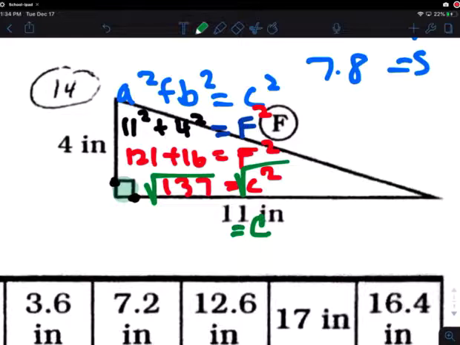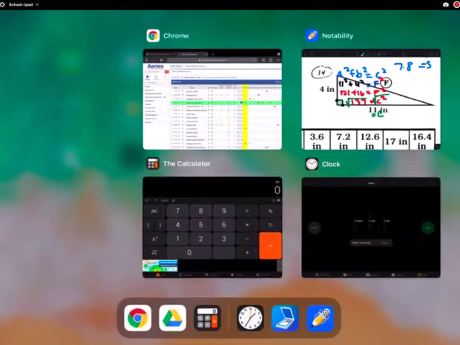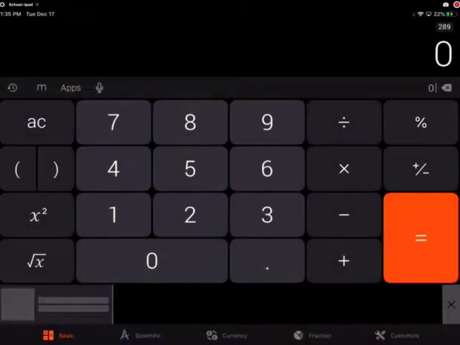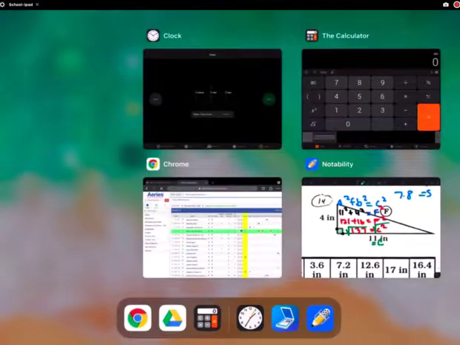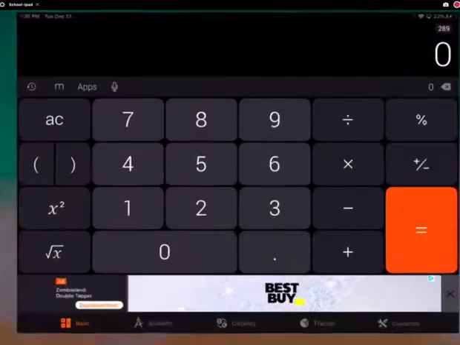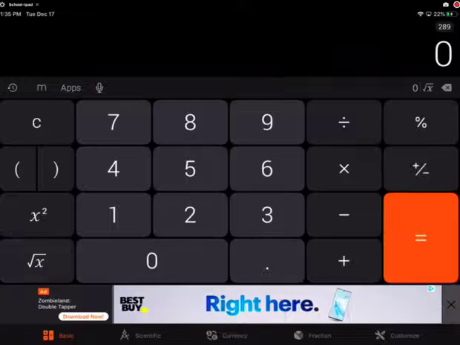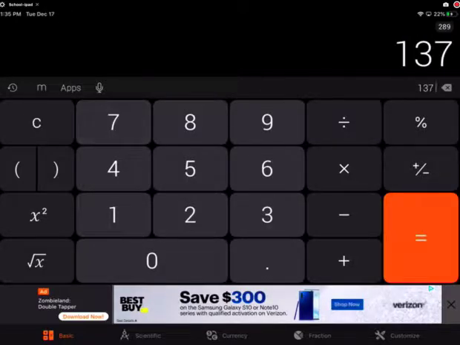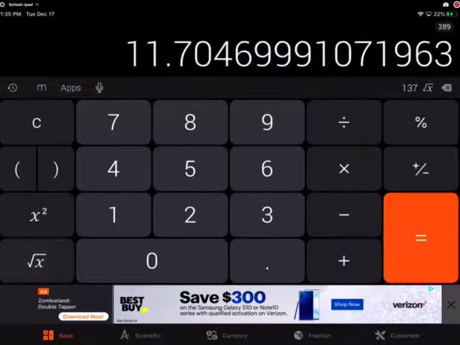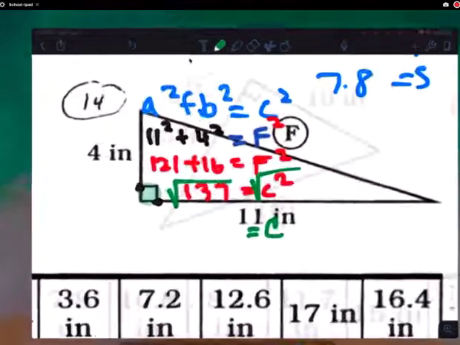If you show these steps, you can use your calculator. Let me get it on here. The number is 137. Okay, take the square root of it. 137 is 11.7. Now this is a 0 right here, therefore it stays the 7. So 11.7 is your answer.